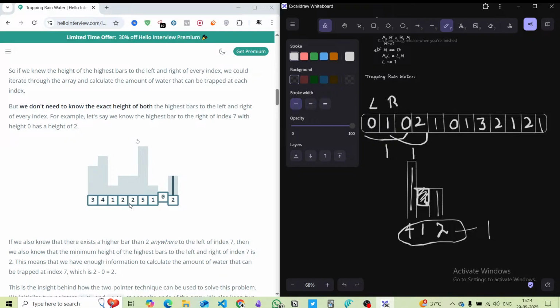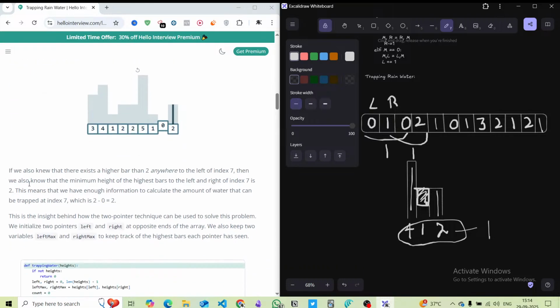0, 1, 2, 3, 4, 5, 6, 7. Okay. The height at index 0 has a height of 2. So we have the highest bar to the right of index 7 with height 0, right, of 2.